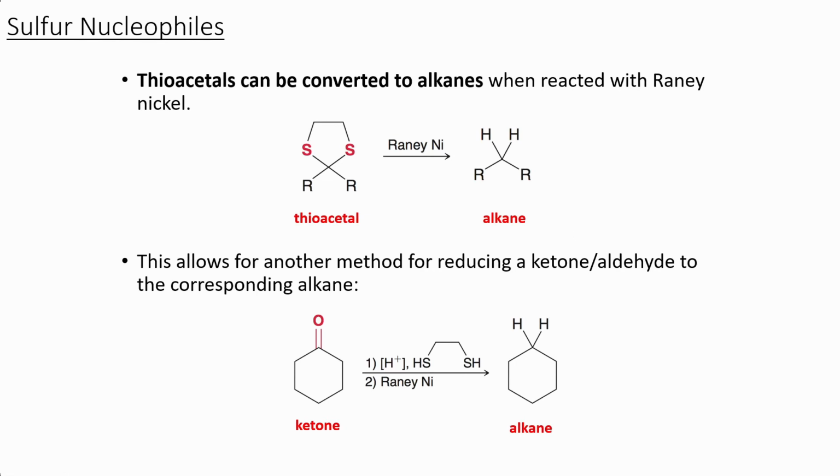And one interesting sequence that we can use these thioacetal intermediates for is the conversion of a ketone to an alkane. So we already looked at the Wolff-Kishner reduction, which allows us to convert the ketone to the alkane through the hydrazone intermediate. Thioacetals can be directly converted to an alkane using Raney nickel. So this allows for another method for the reduction of a ketone or aldehyde to the alkane, first forming the thioacetal, and then second the reduction with Raney nickel.